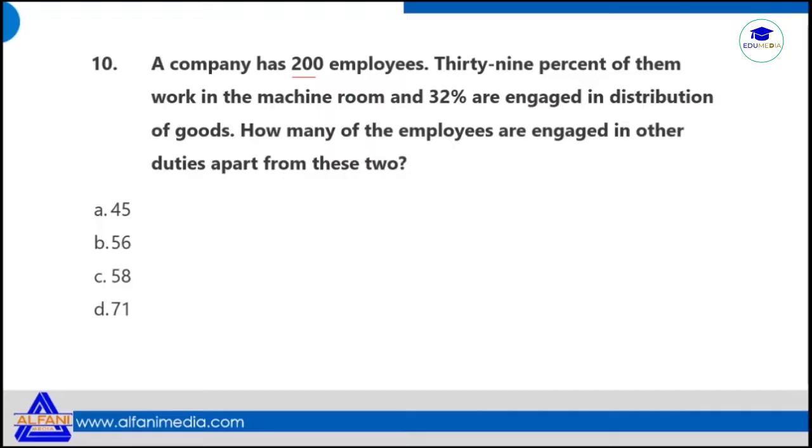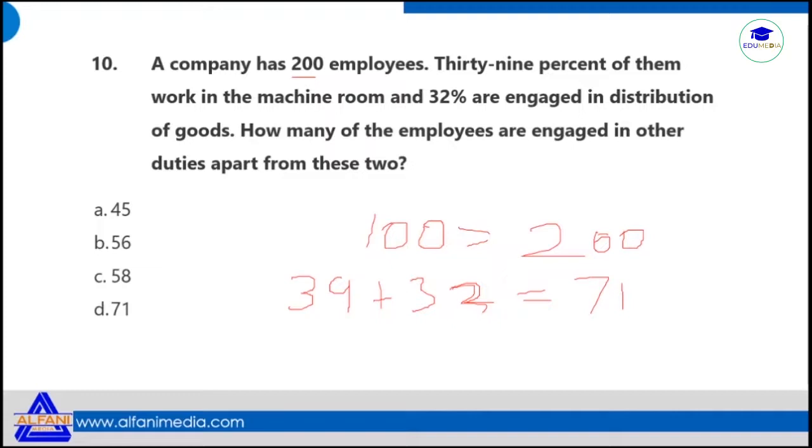The easier way we can do this is to know this is percentage, and 100% equals 200 employees. When something is 100%, it is full. We've already been given 32% and 39%. So to get 100%, all that we need to do is to add up our 39% plus our 32%. We have 71%. We need to add up to get 100%. So the difference here, 100% minus 71%, is 29%.